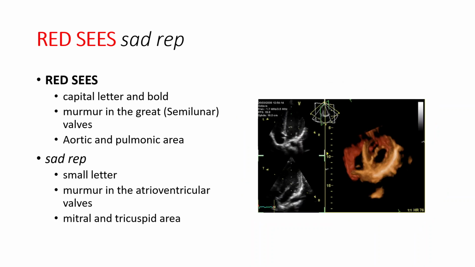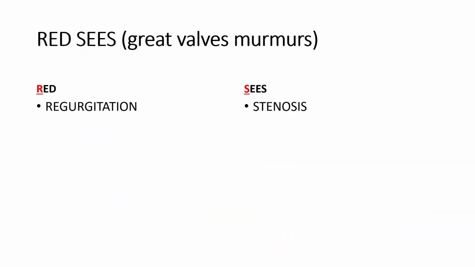Yes, the mnemonic. It's in two parts. The RED C is for murmurs in the great vessels, that's the semilunar valves, whereas SAD REP is for murmurs in the atrioventricular valves. Now R in RED is for regurgitation, whereas S in C is for stenosis. This is very important. Then you pick the other part.